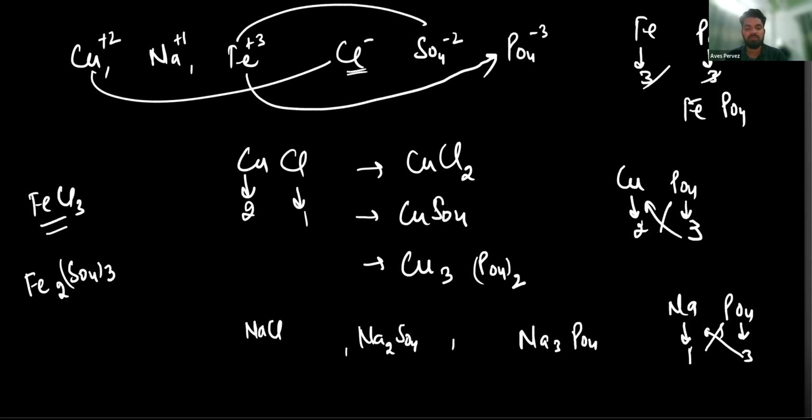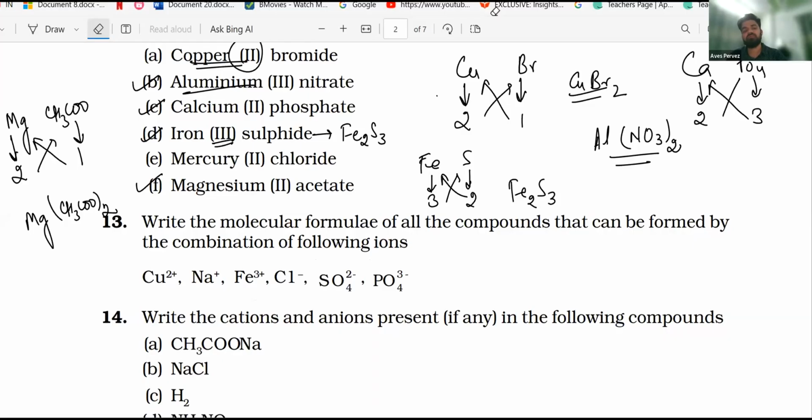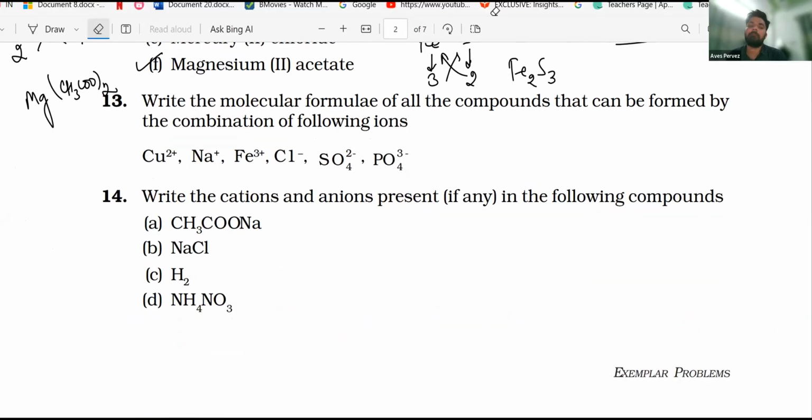Now remember the next question. Okay, so we have done this one. Now do question number 14. Which of the following write the cations and anions? How can you explain it with an example? Which one? Question number 14.